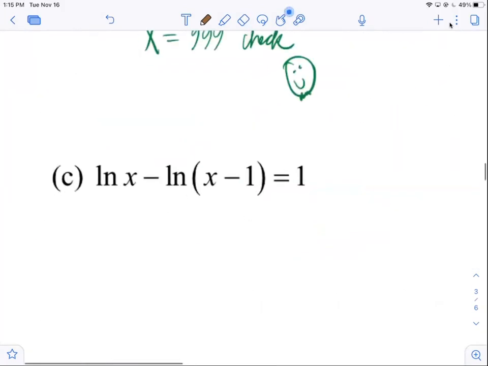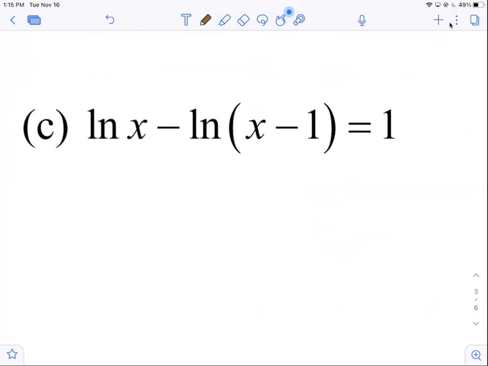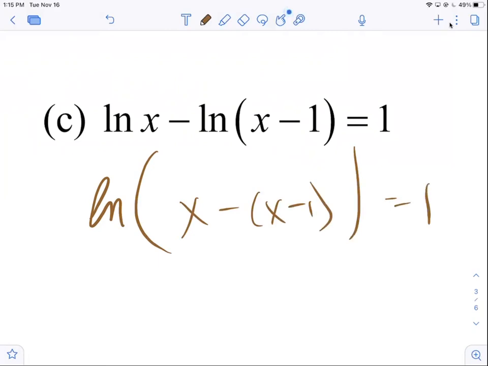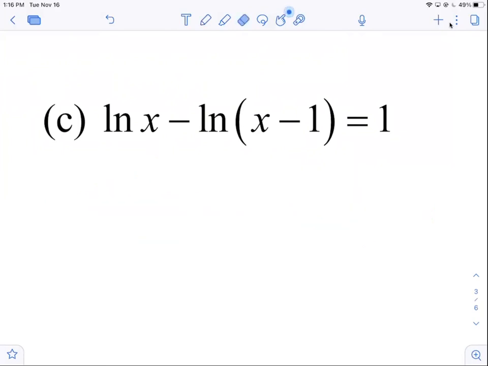All right, ABC comes next. Okay, so we're back to log equations. We need to isolate the log. This one's a little bit more meaningful because how many logs do we have? 2, right? So how can we condense 2 logs into 1 log if they're subtracted? Can we factor out a natural log? And that leaves x minus the quantity x minus 1. Is that how that works? To factor out the natural log of x? This doesn't work, right? The natural log is not a factor. Division? Yeah, very good, very good.